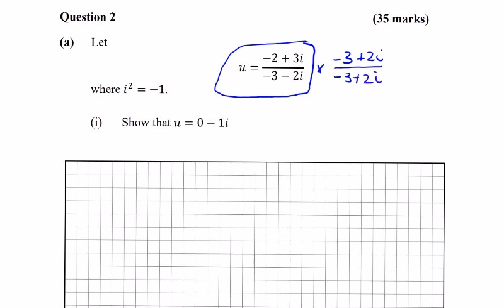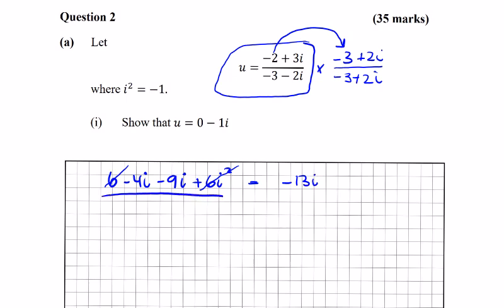So if we do the top line, this minus 2 by minus 3 and so on. So we're going to get 6 minus 4i, minus 9i, plus 6i squared. That's what the top is. That's going to be minus 6 and plus 6 cancel. We're going to get minus 13i on top.